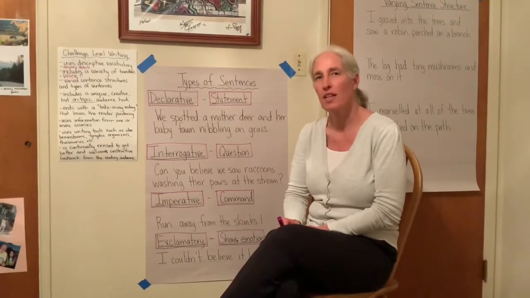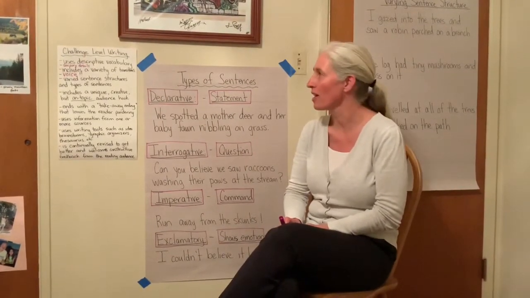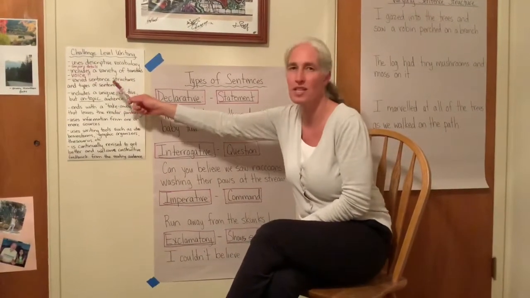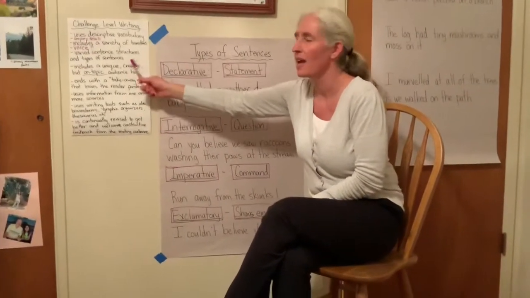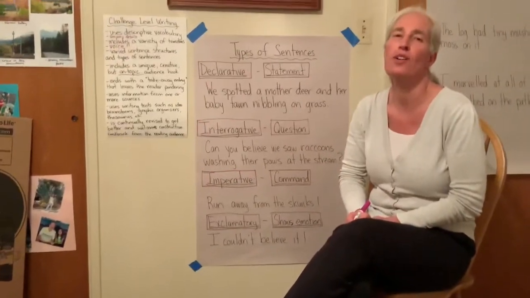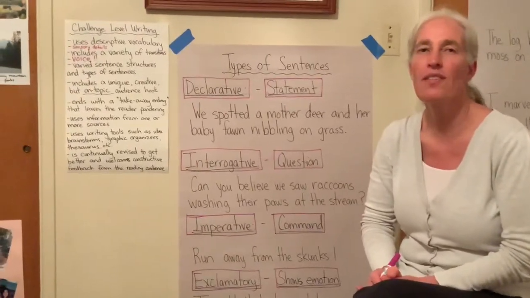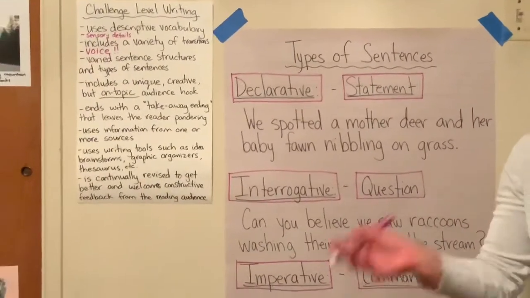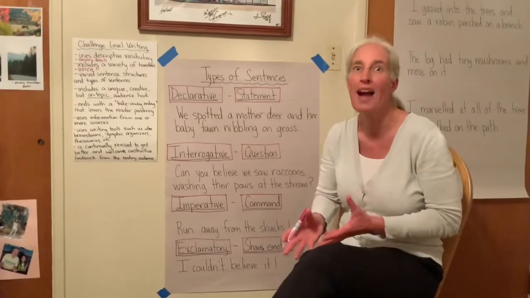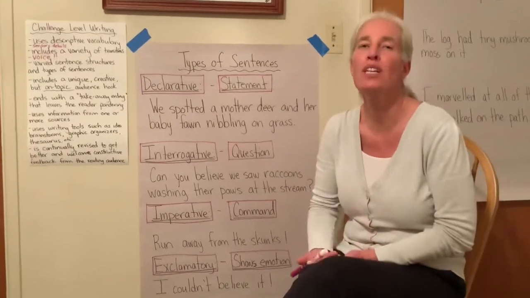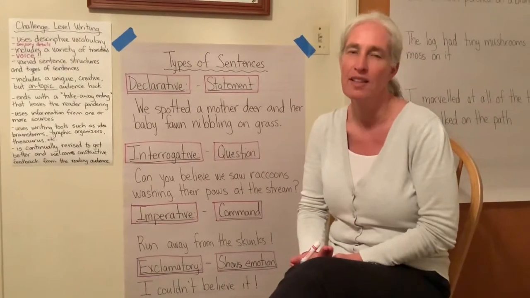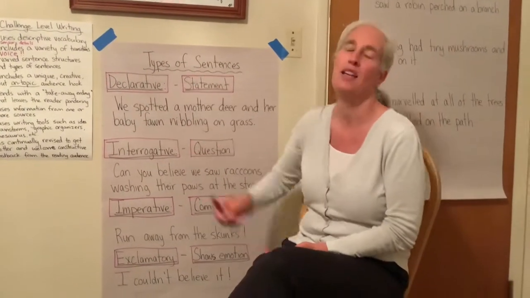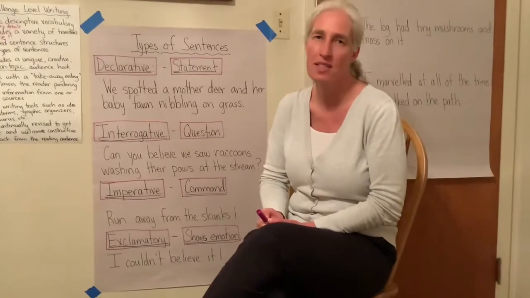So this week in our Challenge Writer Traits, we are going to be focusing on varied sentence structures and types of sentences. And that's really making sure that your writing is interesting. We don't want to have the same boring type of sentences over and over, very repetitive. You want to mix it up and get a great variety of sentences to keep your reader interested in what you're writing. Okay, so we're going to do two things. We're going to look at types of sentences, and then we're going to look at varying the sentence structure.